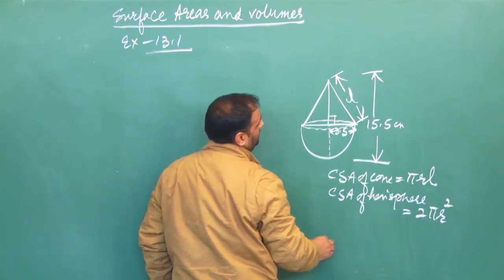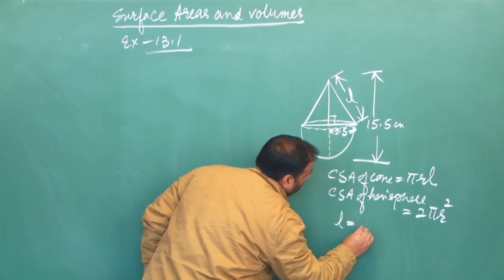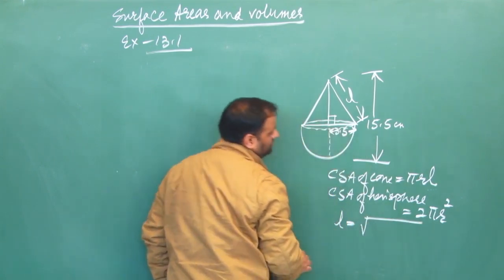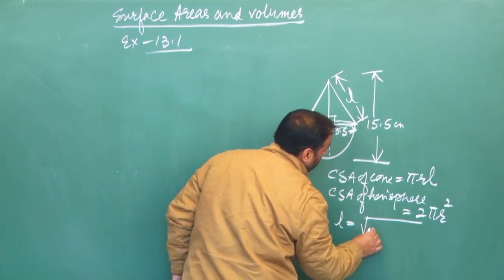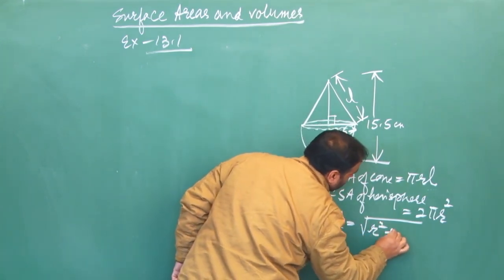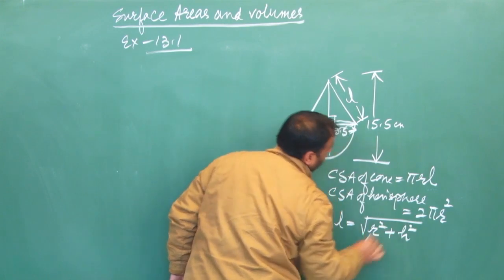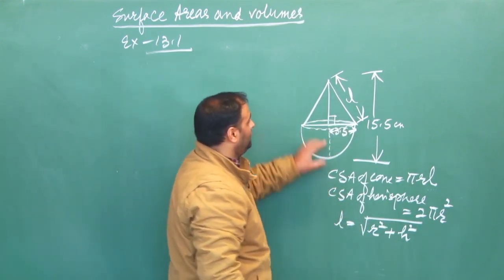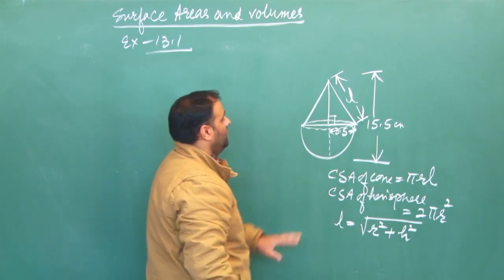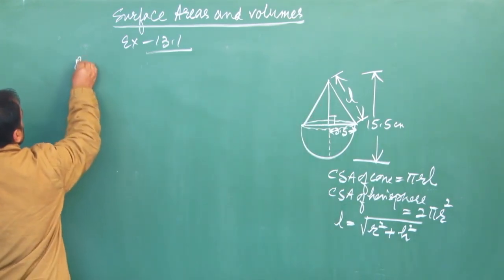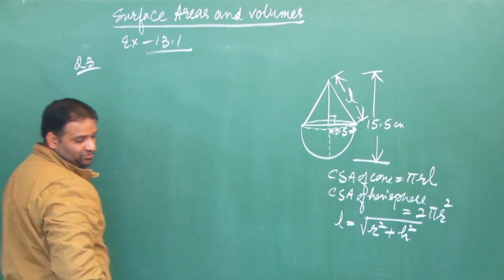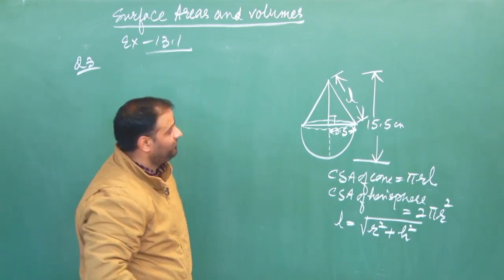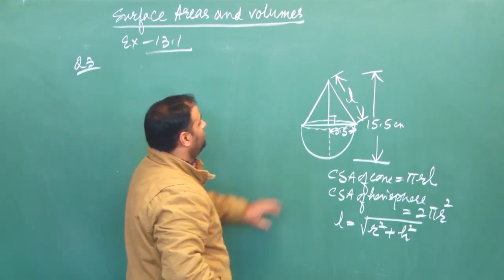So in order to find the slant height of the cone, we use this formula: L is the square root of r square plus h square. Now we are left with the height of the cone, which is not given. So how can we approach this question? This is the third question of the exercise in your textbook. How is the height to be found?